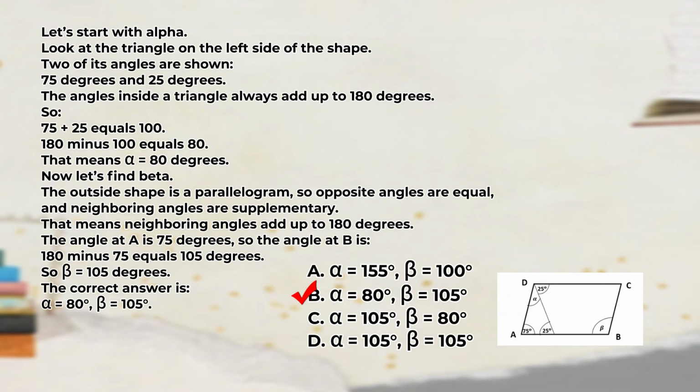Now let's find beta. The outside shape is a parallelogram, so opposite angles are equal, and neighboring angles are supplementary. That means neighboring angles add up to 180 degrees. The angle at A is 75 degrees, so the angle at B is 180 minus 75 equals 105 degrees. So beta equals 105 degrees. This question checks triangle angle rules and angle relationships in a parallelogram. A helpful strategy is to solve one part at a time. First use the triangle, then use the larger shape.